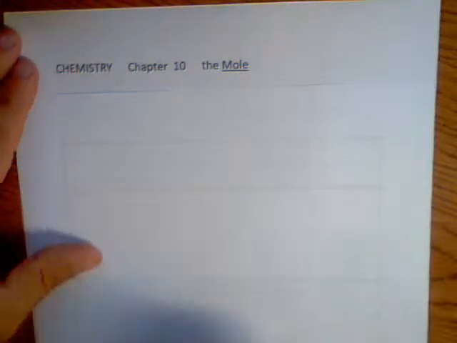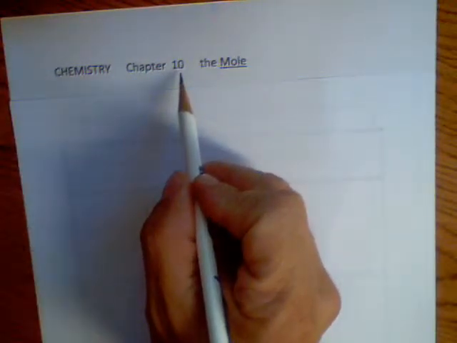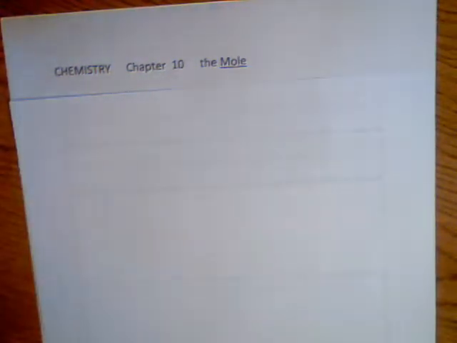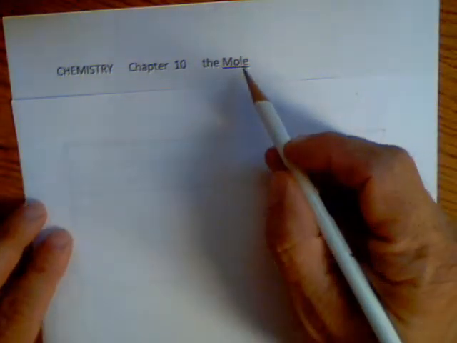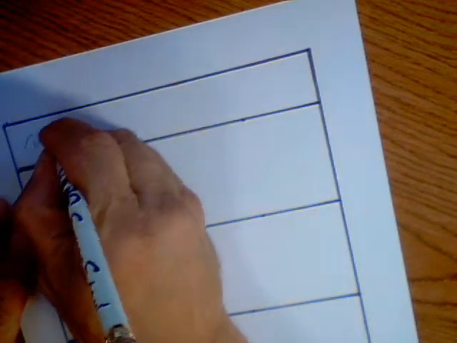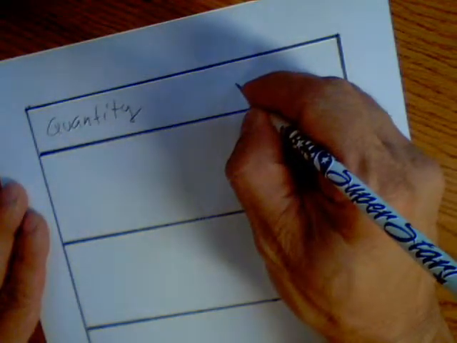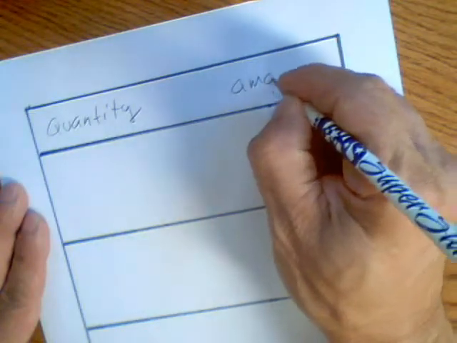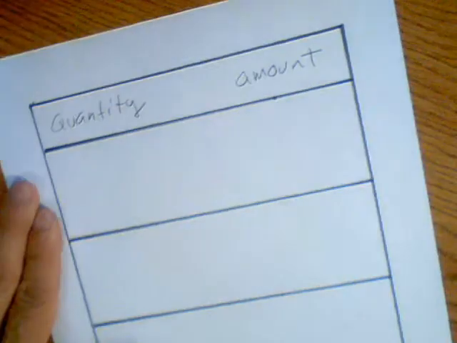We're on chapter 10. You find it on page 310 of your textbook. What we're talking about is the mole. Now, the mole is a quantity, just like a ream of paper is a quantity. Well, how much is it? What is the amount of that quantity?